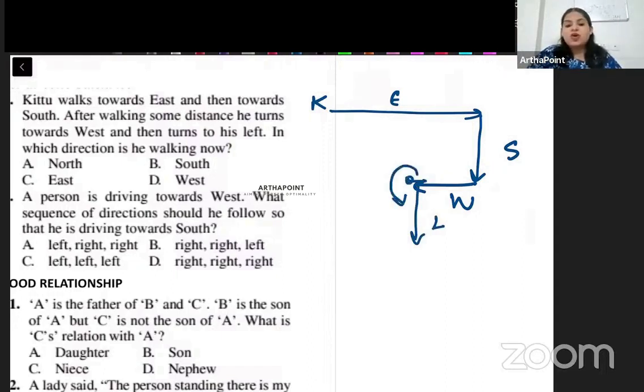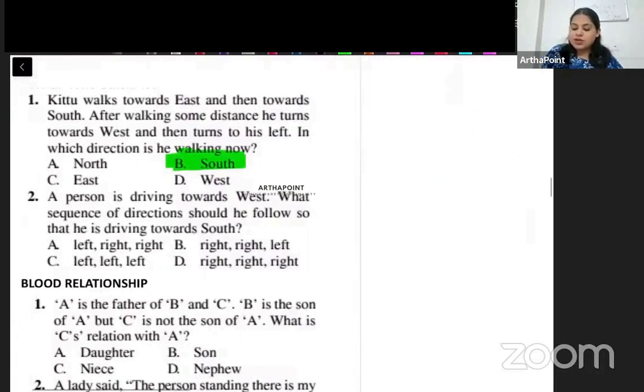In which direction is he walking now? So beta, he's walking towards the south. The answer will be B. I hope you're understanding this. This will come in tomorrow's exam. Come to the next question.